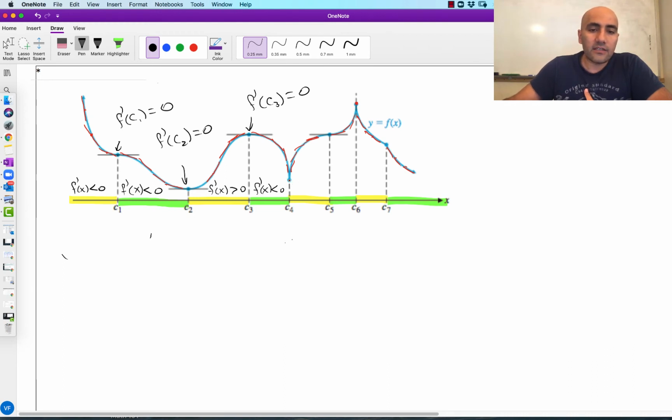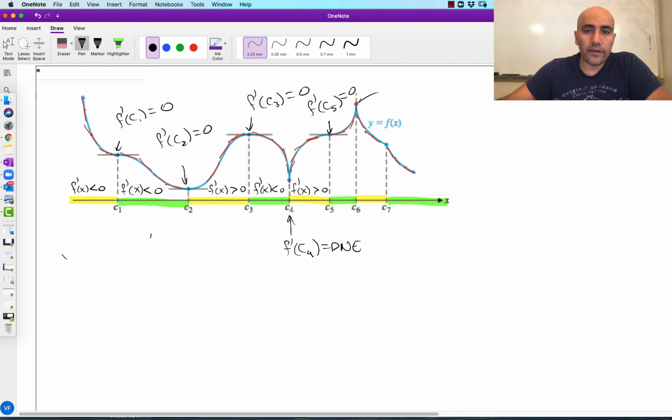And then at this point, we have that f prime of c sub 4 does not exist, undefined. Then the slopes of the derivatives are going to be positive in this interval. So f prime of x is positive in this interval. Then at this point, f prime of c sub 5 is again 0. We have a horizontal line.